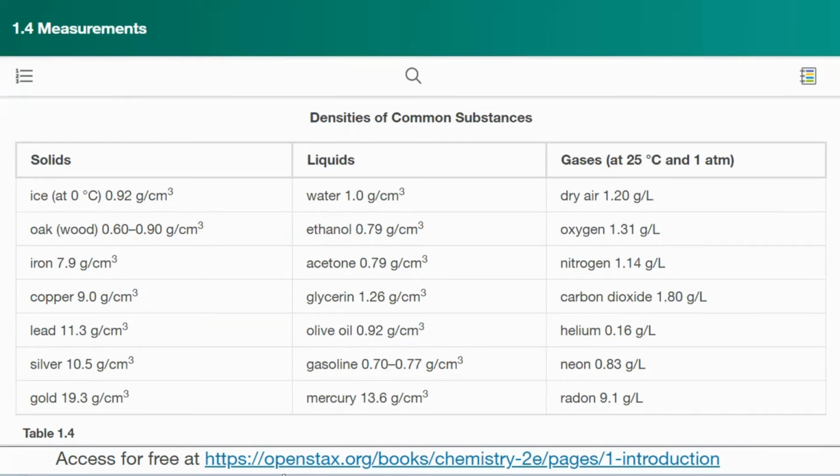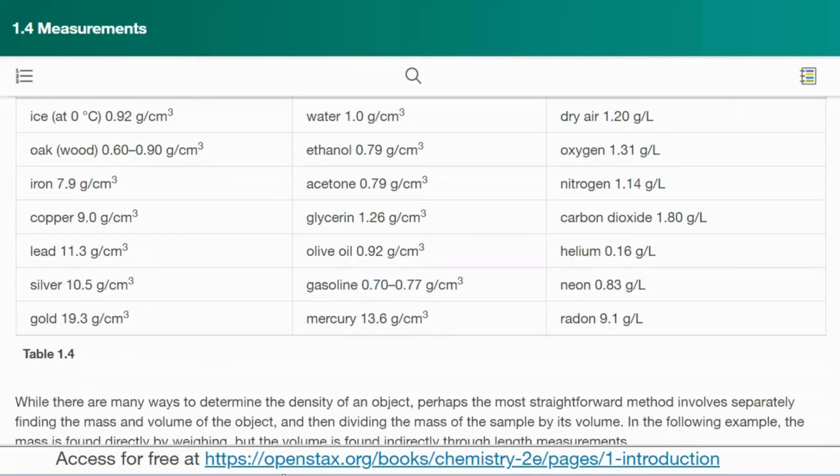That's interesting. We know helium floats. We know that radon can collect in basements, which can be dangerous. And dry air, oxygen, and nitrogen have very similar densities. That's Table 1.4.